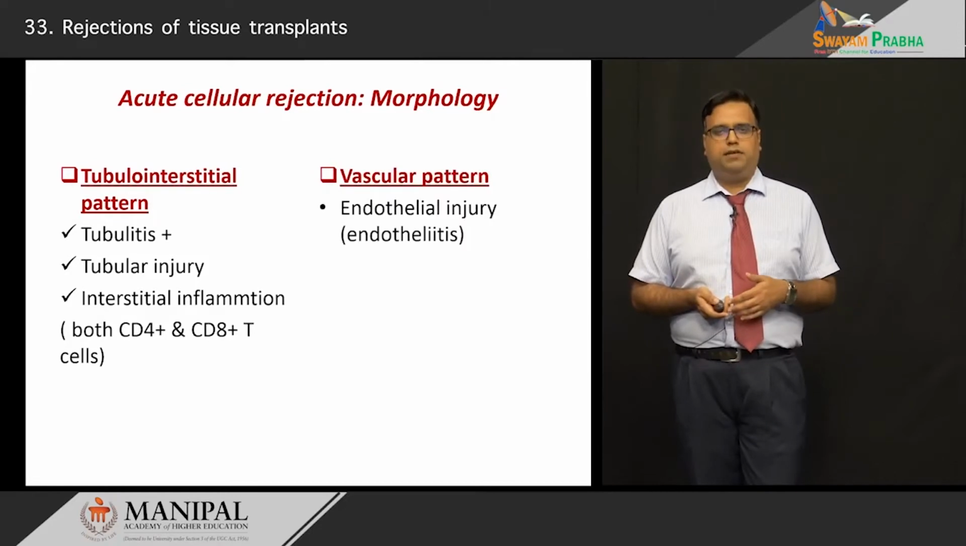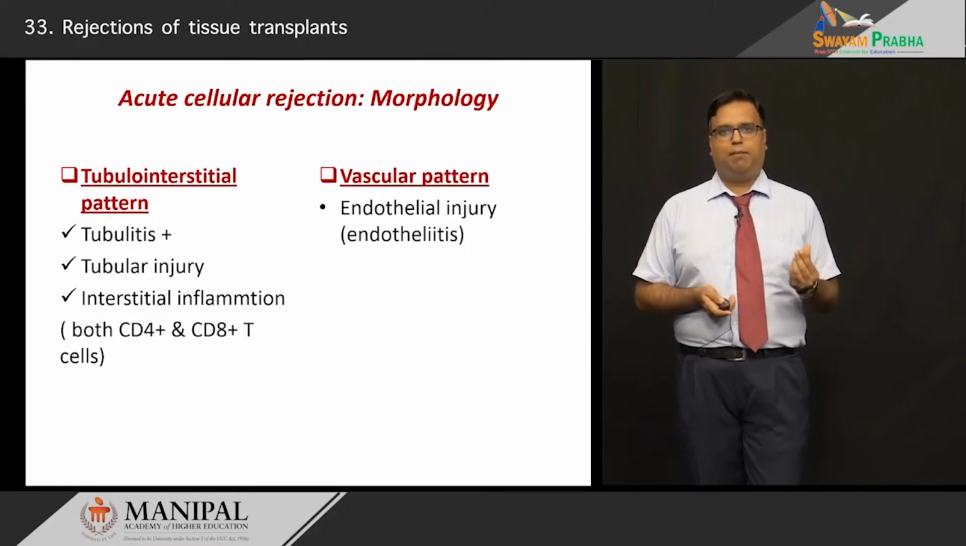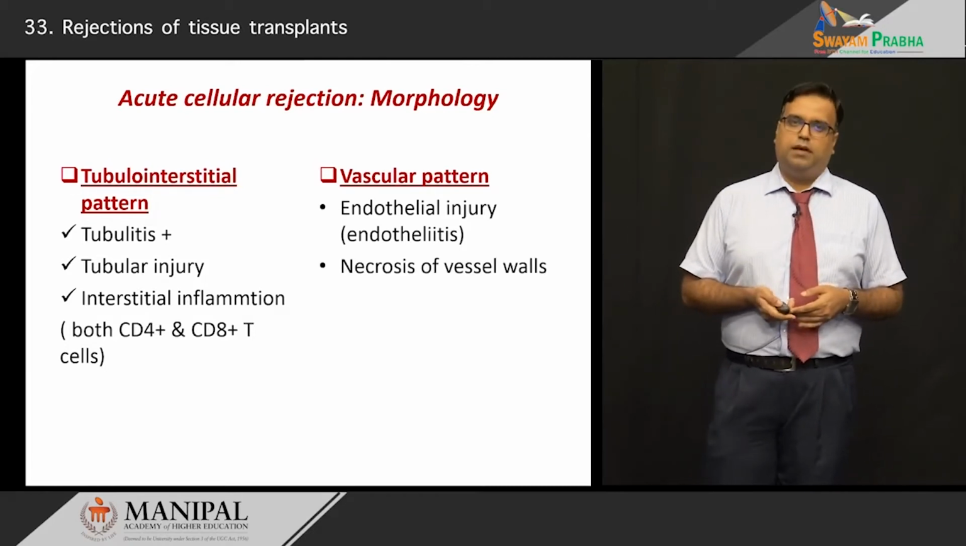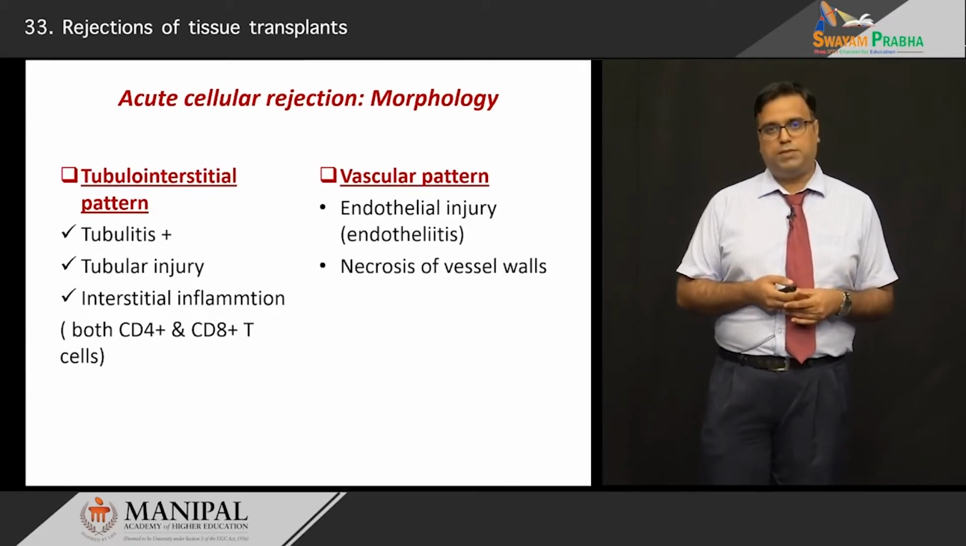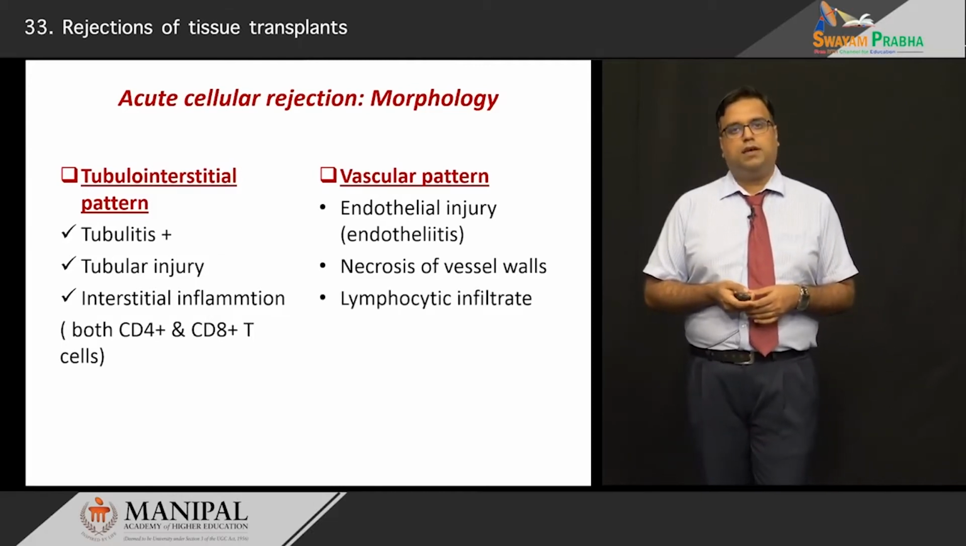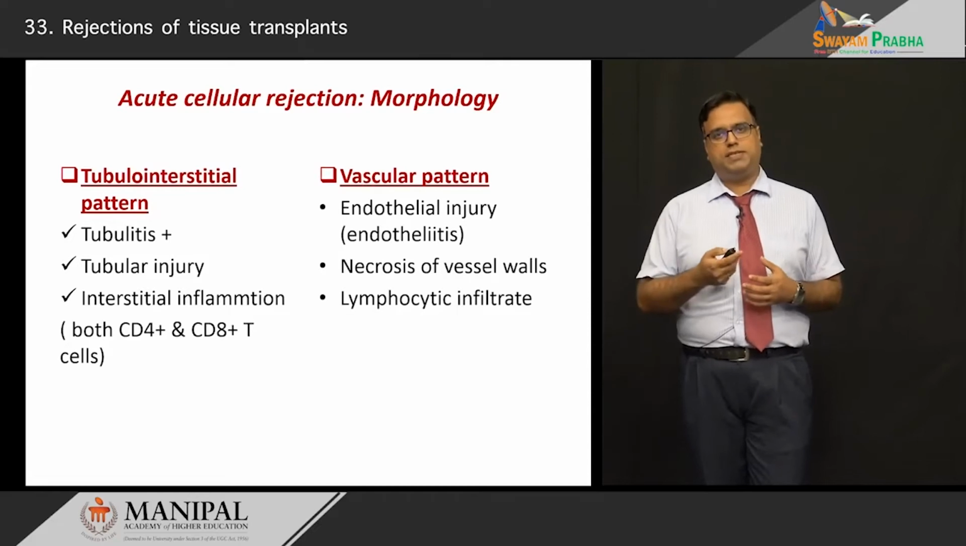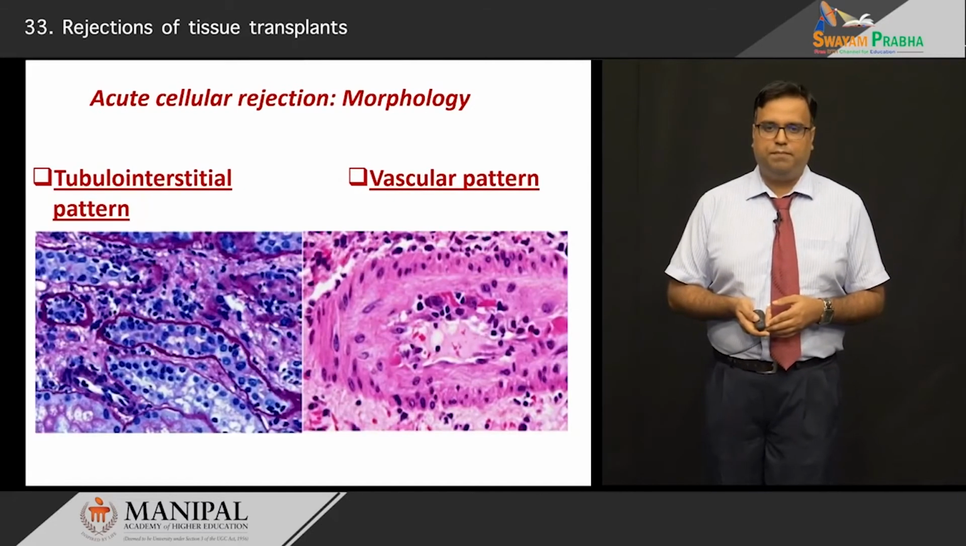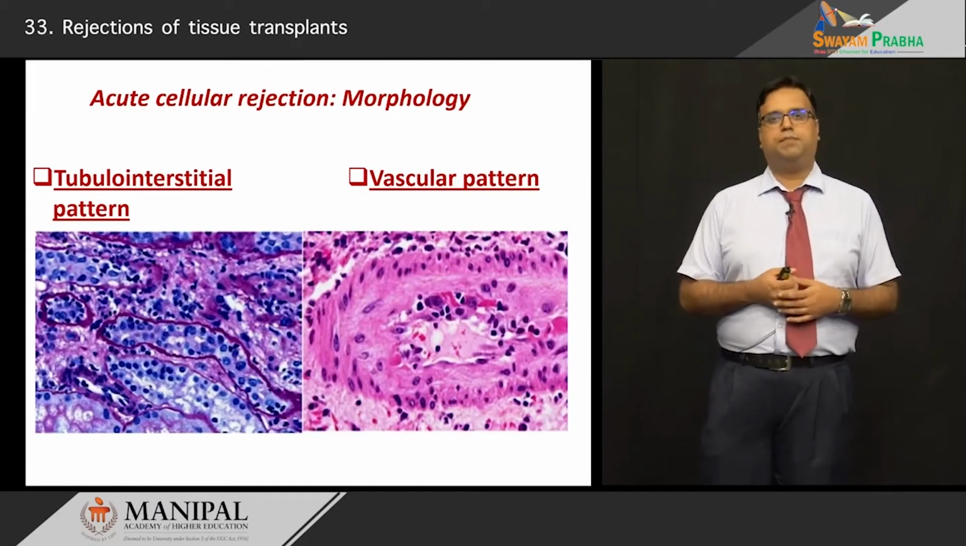The vascular pattern is predominantly endotheliitis, with very plump endothelial cells and opening up of the junctions between the endothelium. It results in necrosis of the vessel walls, one particular necrosis encasing the walls of the vessels, and a lymphocytic infiltrate impinging somewhere in between the endothelium, which is seen here on the schematic representation.